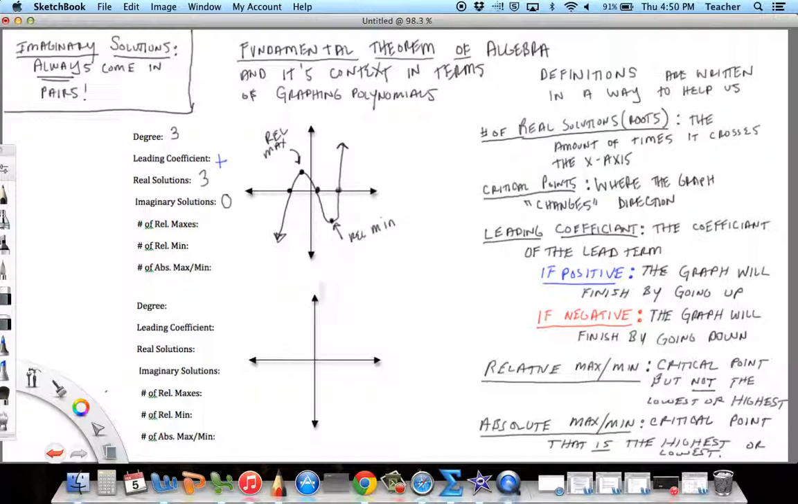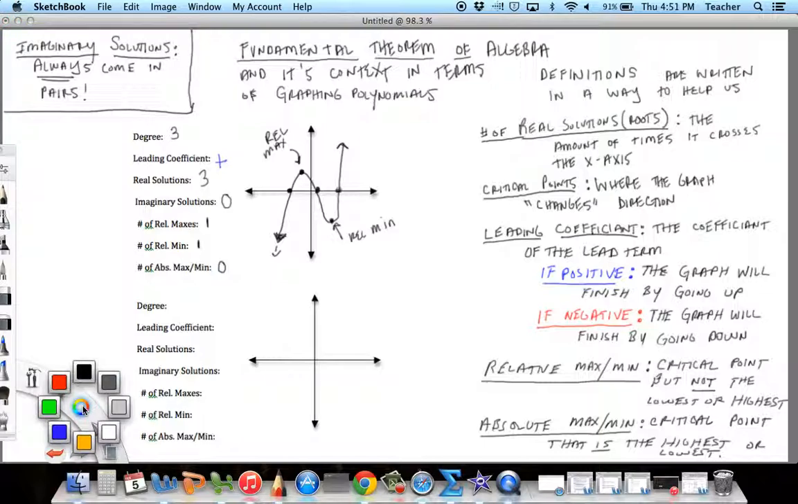Now, when you look at this graph, you might describe it as an absolute minimum, but notice how we're going forever in this direction. It is going to keep going this direction, so that's not the lowest point of this entire graph. So we would call that a relative minimum, and this would be a relative maximum. Okay, so there is one relative max, one relative min, and there are no absolute maximum or minimums.